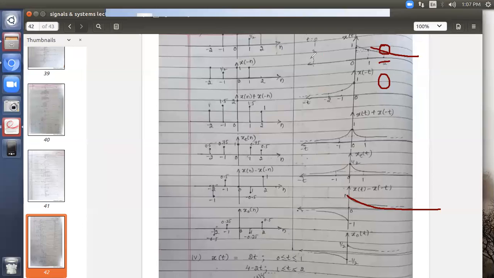But here it is 0 on the left hand side, 0 minus of this. So minus, how to draw the negative exponential? Negative exponential will be the reflection of this.